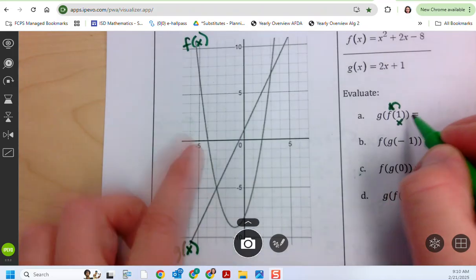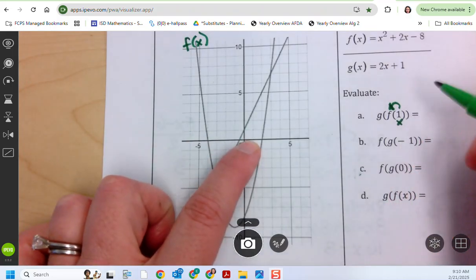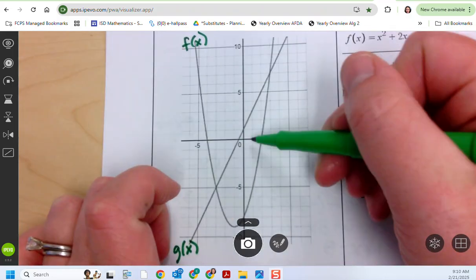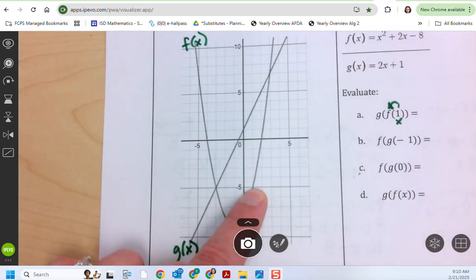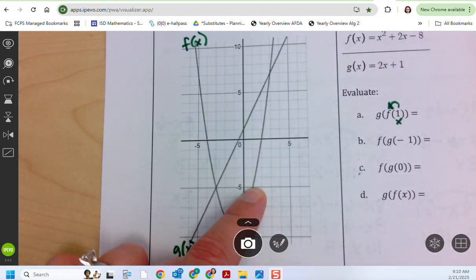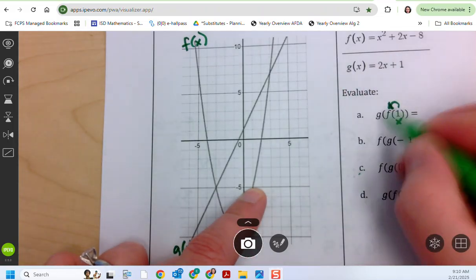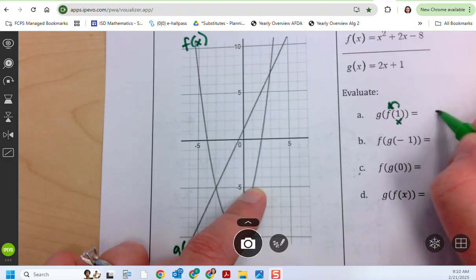All right, so 1 is your x. So I go to where x is 1, and I have to go to function f, which was the parabola. So I go down to the parabola. And what's your y value? It's negative 5. So the first part of the answer is negative 5, but that's not the final answer.